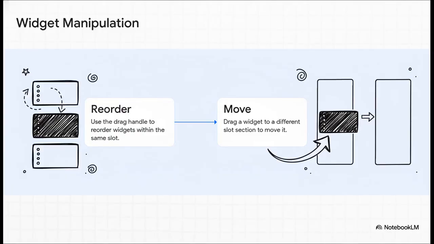And this is where that structure tree really becomes a beast. It's all about drag and drop. You've got two main moves. Grab the little 6-dot handle to reorder widgets inside the same slot. Or, and this is the really cool part, just drag a widget from one slot to a completely different one. You can totally restructure your page on the fly. It's super fast, super intuitive, just incredibly powerful.